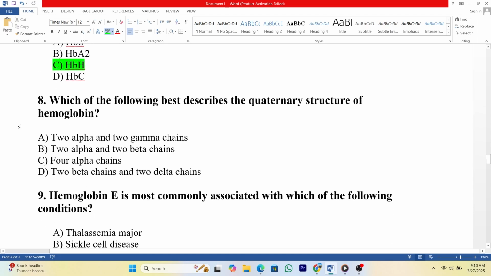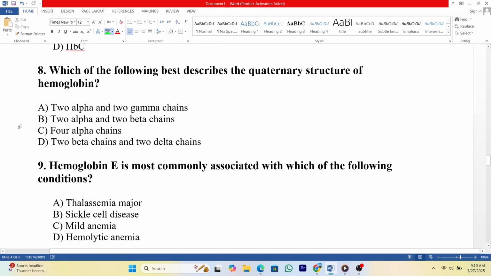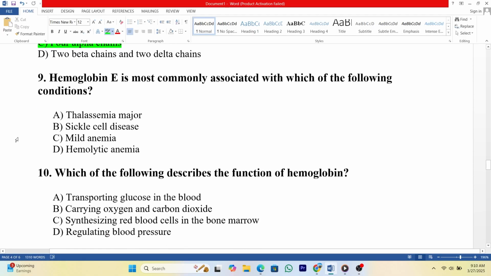8. Which of the following best describes the quaternary structure of hemoglobin? A. 2 alpha and 2 gamma chains. B. 2 alpha and 2 beta chains. C. 4 alpha chains. D. 2 beta chains and 2 delta chains. Answer: B.